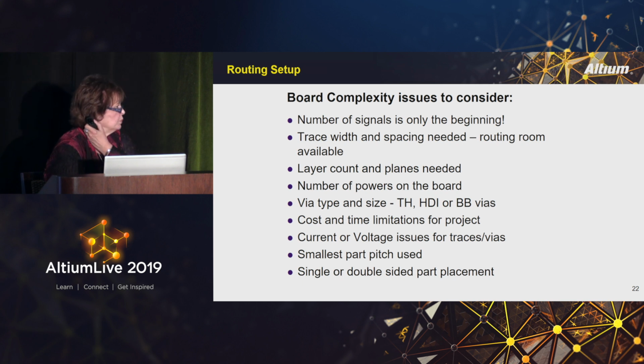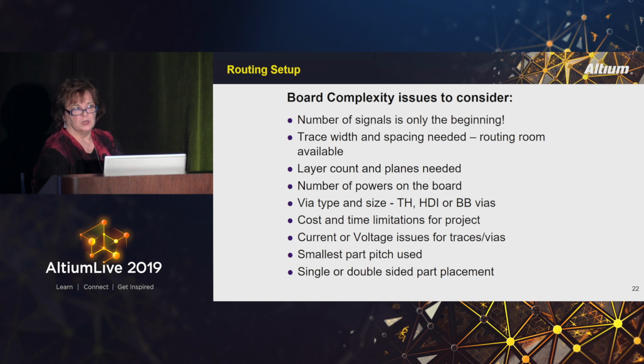Do you have something really small that's going to require you to use HDI, or can you go with something larger? There's a lot of new parts that are really, really tiny, and they can be routed with through-hole, but they kind of look ridiculous because the through-hole vias are just about as big as the parts. And so, if you already have HDI on the board, you might go ahead and use the microvias on those parts as well. And then you need to consider also whether you're going to do single or double-sided parts placement.